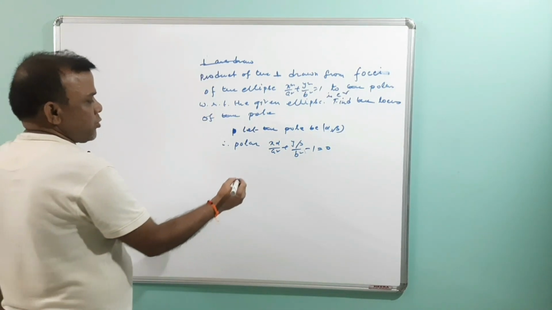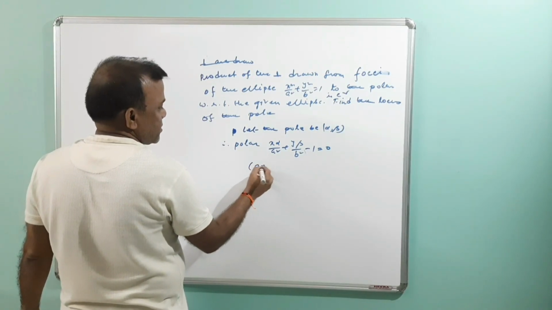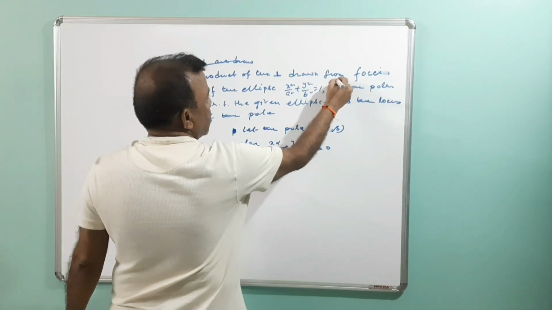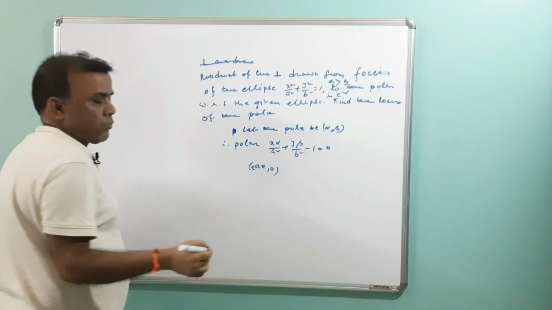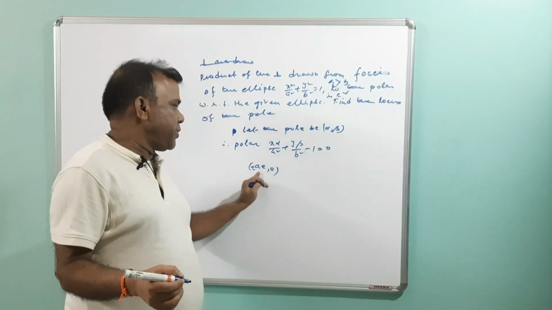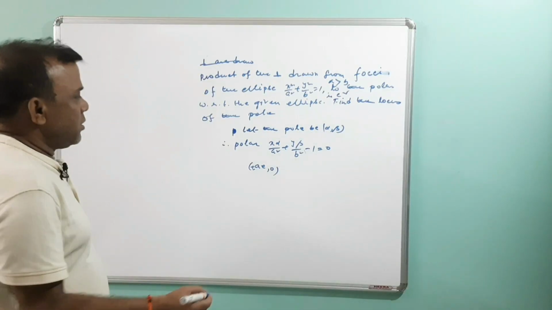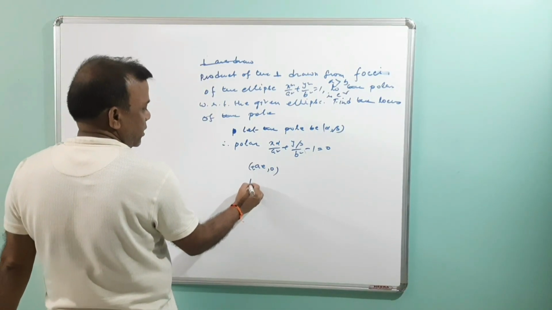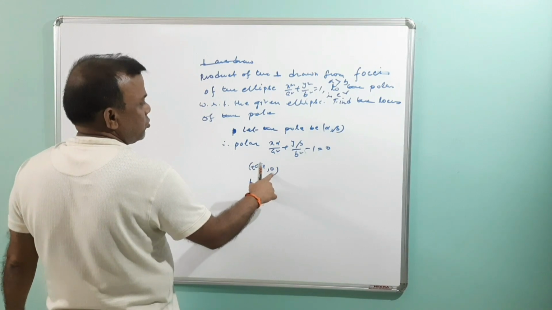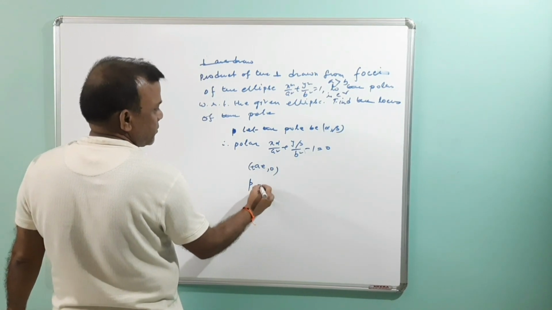As we know that coordinates of foci are plus minus ae, 0 if a greater than b. Therefore perpendiculars are drawn from this point to the polar, this one. Say length of the perpendicular drawn from ae, 0 to the polar, this one, is p1.